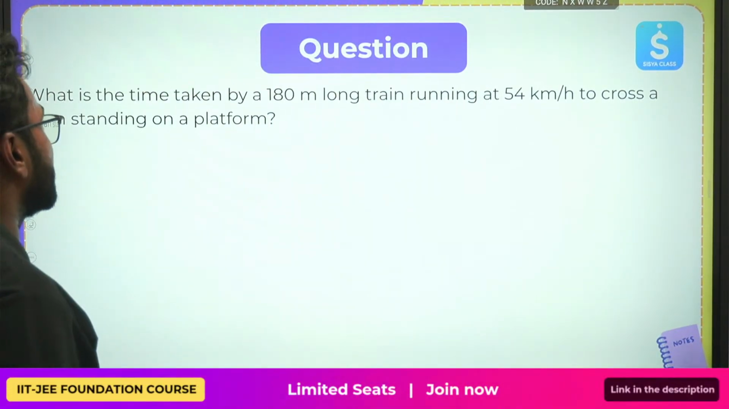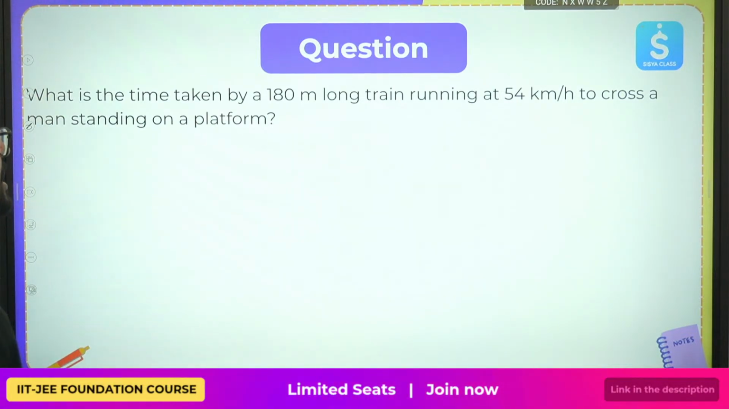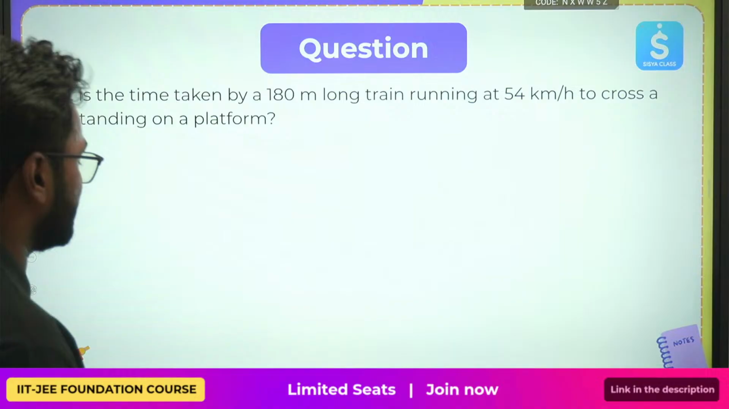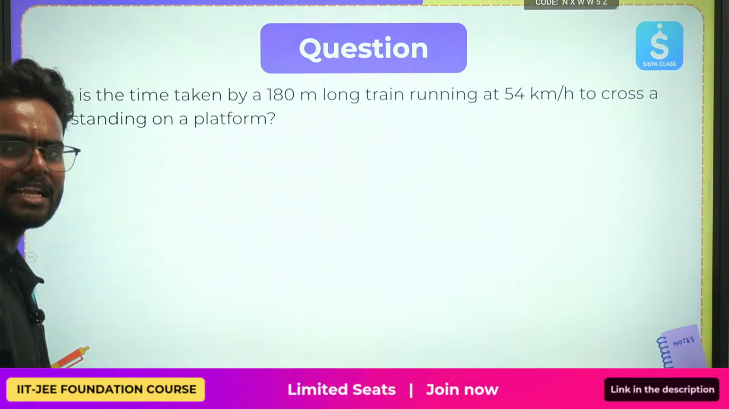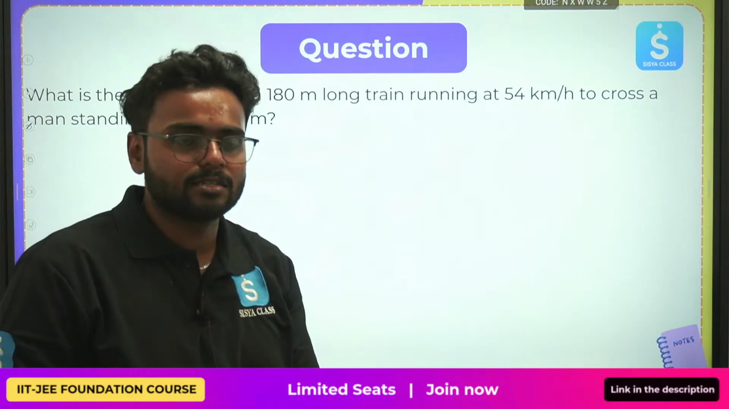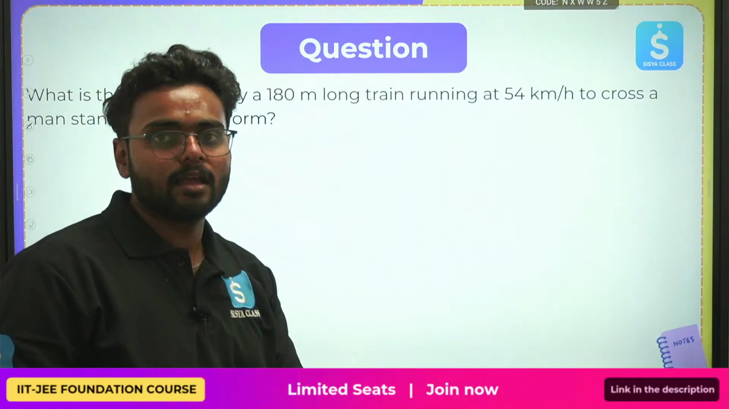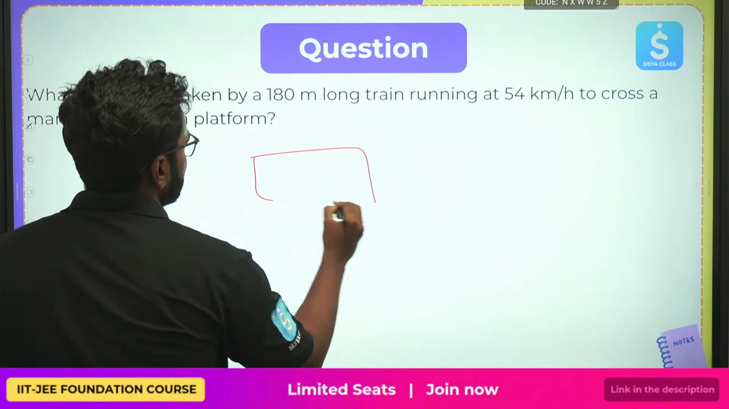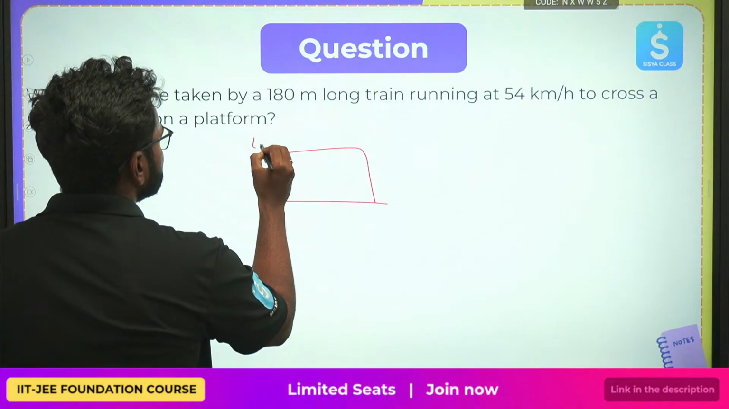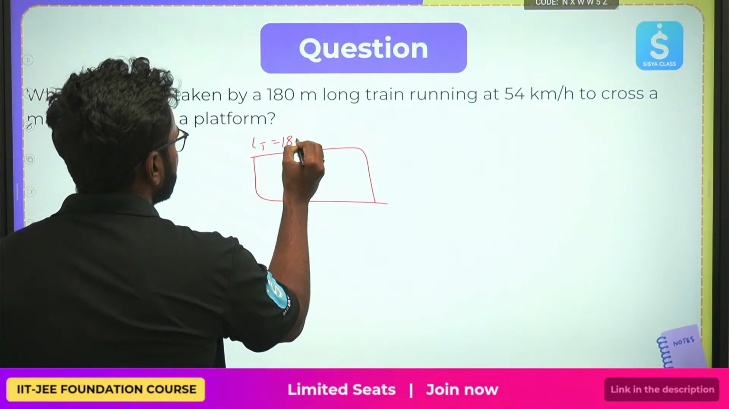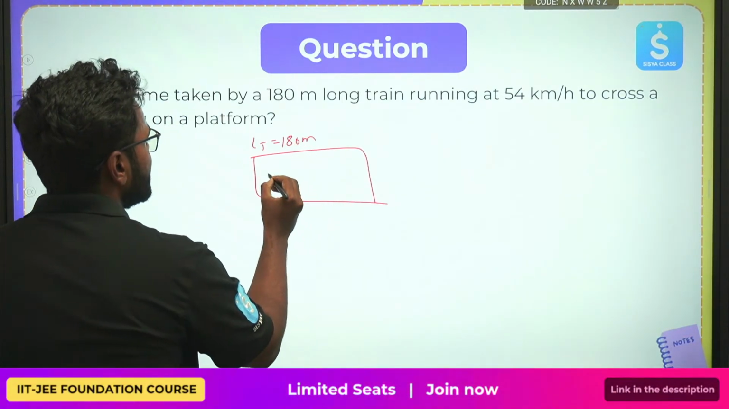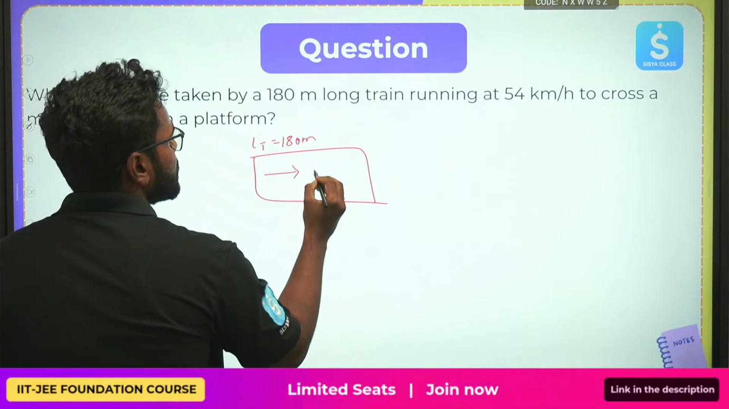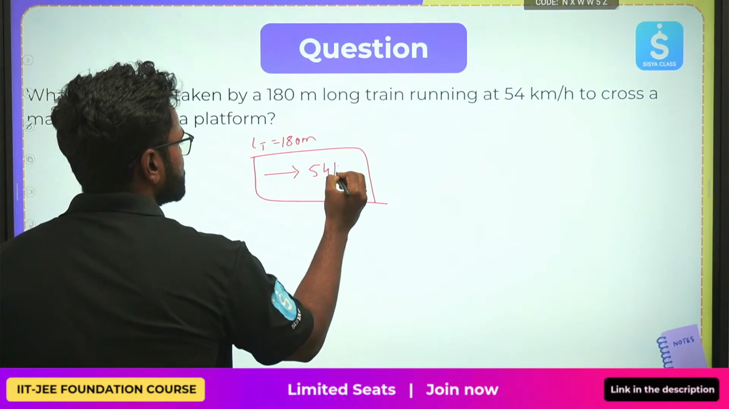What is the time taken by a 180 meter train running at 54 kmph to cross a man standing on a platform? See, man is of negligible length. He's a stationary item without any length. So let me draw. This is a train. The length is 180 meter. The speed is 54 kmph.